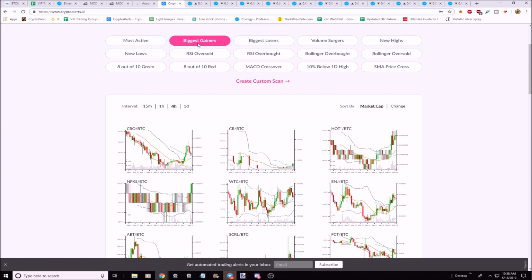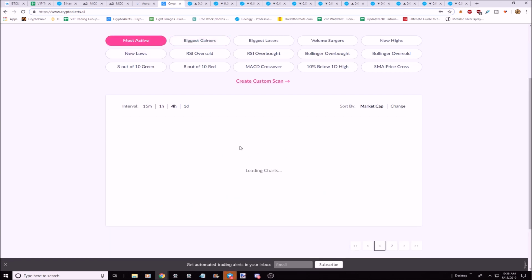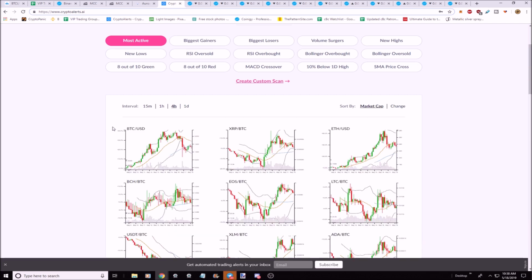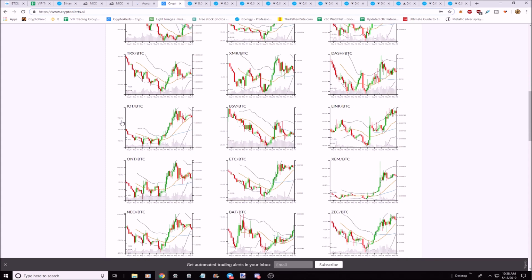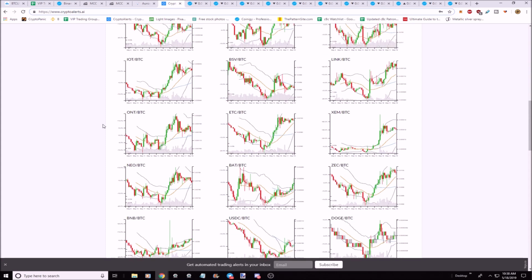You can pull it up, biggest gainers. You want to see most active? Click here, it's going to load your charts. And again, you can get a good overview. These are the most active coins. These are a little bit small, but still you get a good idea of what's going on.